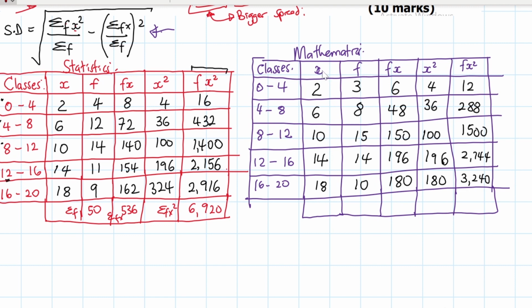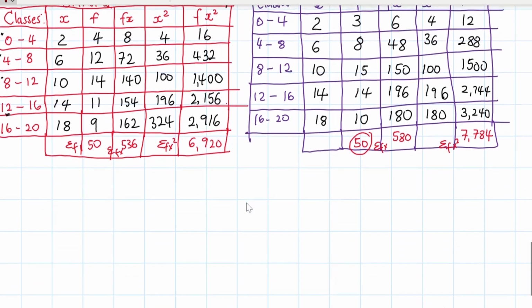Here, for math, the summation of f is already 50. Our summation of fx here is 580. Then we have our summation of fx squared right there, and it's going to give us 7,784. So I think we have it. Now we can go ahead and find the standard deviations for both statistics and mathematics.